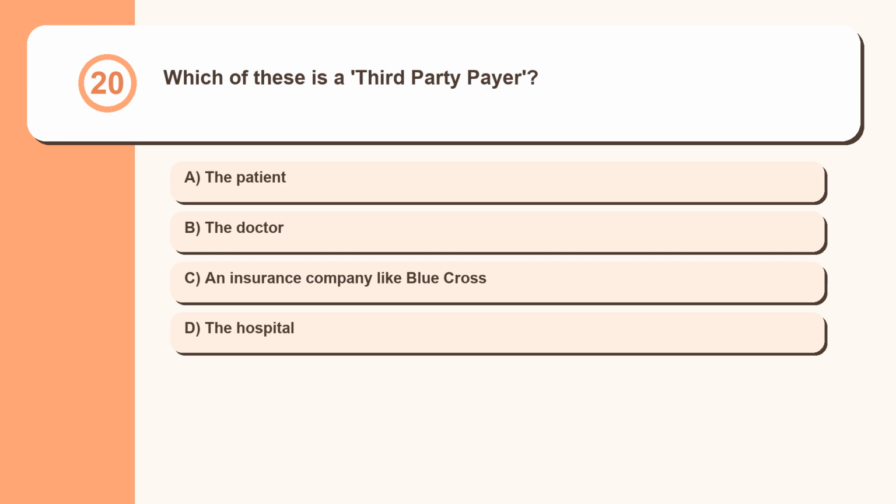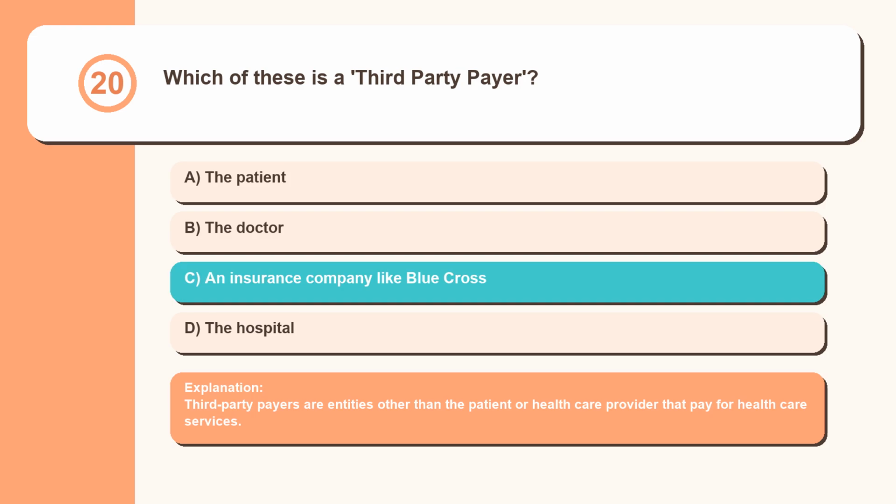Question 20. Which of these is a third-party payer? The patient, the doctor, an insurance company like Blue Cross, the hospital. Third-party payers are entities other than the patient or healthcare provider that pay for healthcare services.